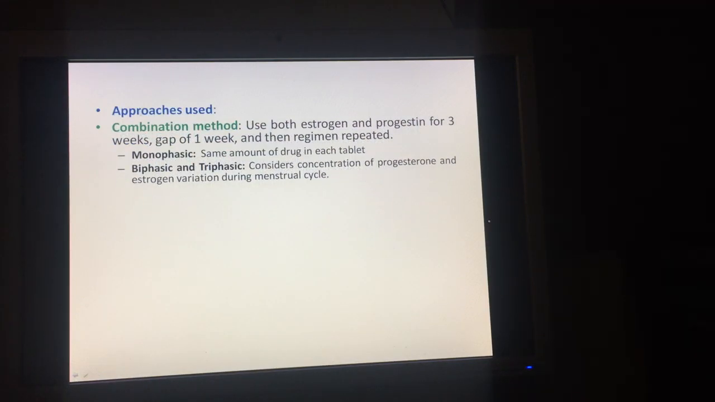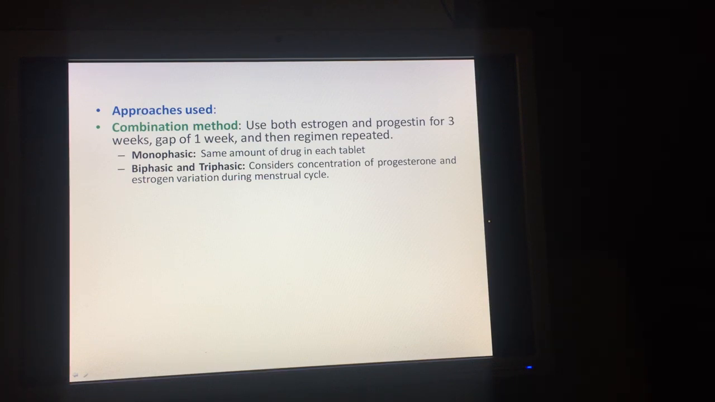Let us first discuss the combination method. In the combination method, the tablet that is used contains both the estrogen and the progestin. These are used for 21 days, and then after a gap of 7 days, this dosage regimen is repeated.